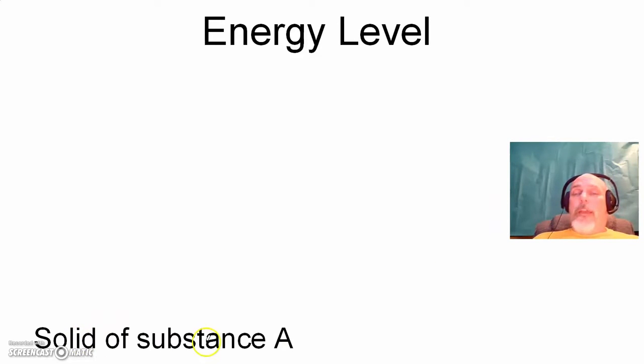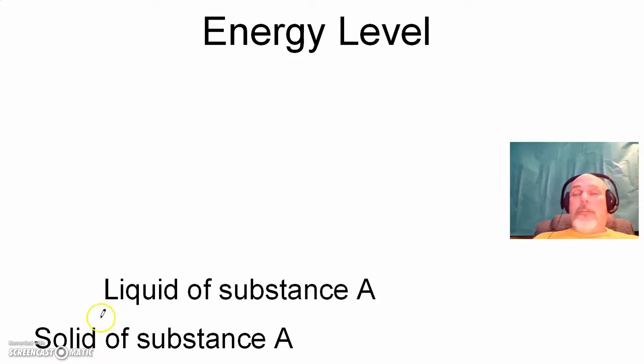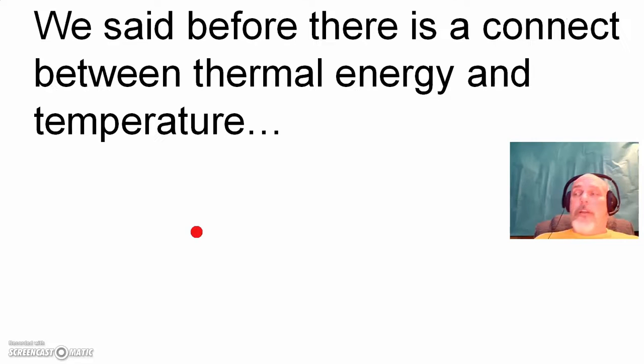So if we have a solid substance, let's just call it solid substance A, or in this case, it could be the ice cream. The solid energy level is way down here. If we melt the substance and it becomes a liquid, the liquid of substance A is at a higher energy level than the same solid. In this case, the ice cream, if it was liquid ice cream, is going to be at a higher energy level than the solid ice cream.